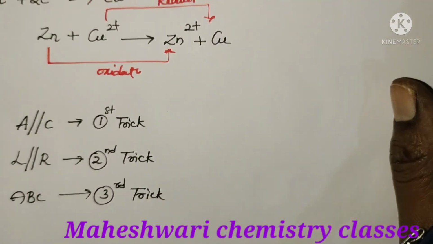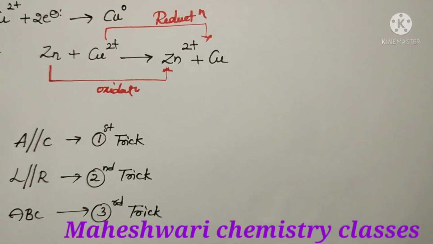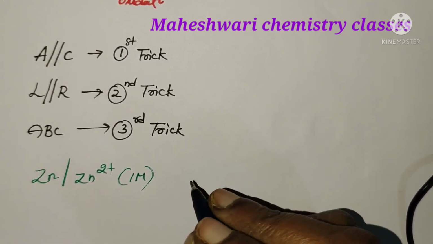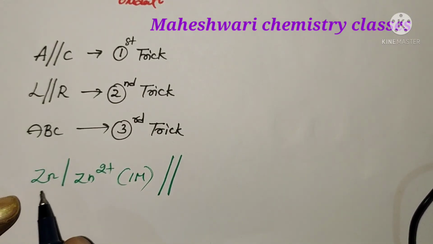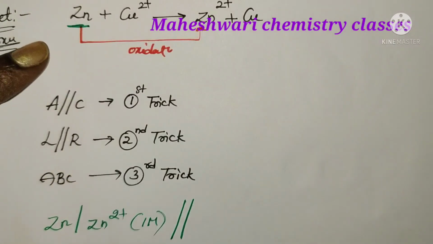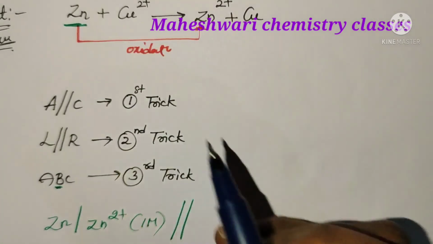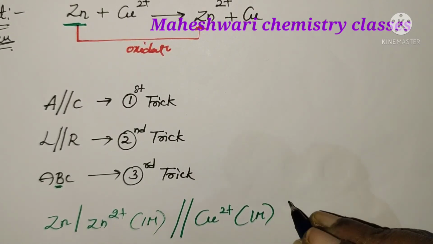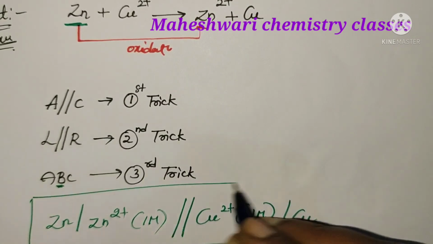See here, at the anode what we have is zinc. It converts to Zn2+, so Zn by Zn2+, and here we have to write 1 molar. Next, the salt bridge. We write anode first because at the anode we have taken zinc. Next, B is nothing but the bridge. Next, the cathode, what is that? Copper. Copper 2+ 1M by copper. So simply you have to write like this.